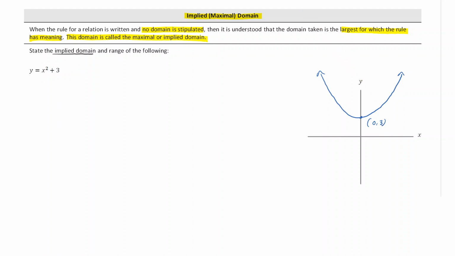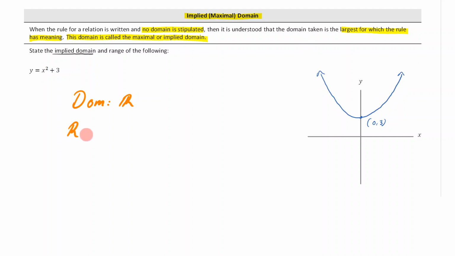What would my domain be? Well, my domain isn't specified, is it? It's not stipulated. We're not told what the domain is. And when we're in this case, the domain is simply the largest possible domain, the domain that makes sense for the graph. And as you can see here, the domain is just all real numbers. All of my x values are viable here. There's no reason why I couldn't sub any x value in here. And it's quite clear by looking at it that this goes on forever in either direction.